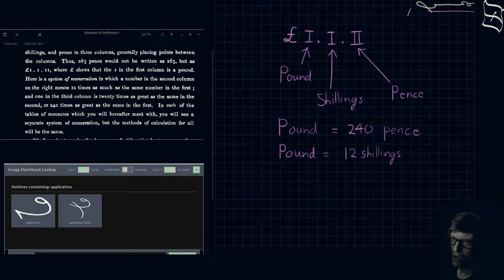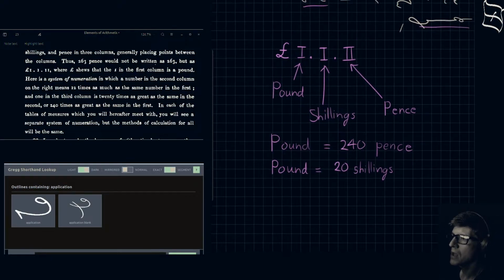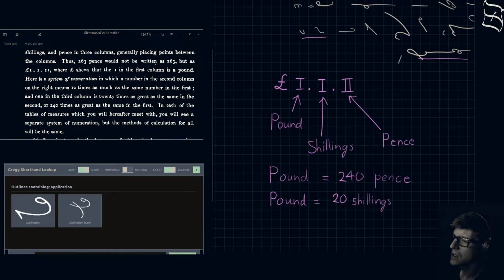So 1 pound was 240 pence, and 1 pound had 20 shillings. 20 shillings made up 1 pound, okay? And so this means that this is 1 unit. This one, there are 20 of these, 20 shillings, and there are going to be 12 pence. 12 pence, 20 shillings, and then 1 pound, okay? So that's how it worked.